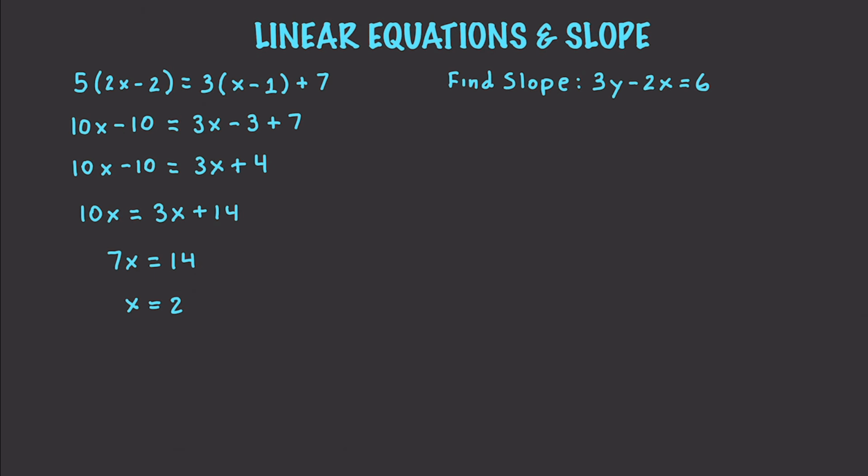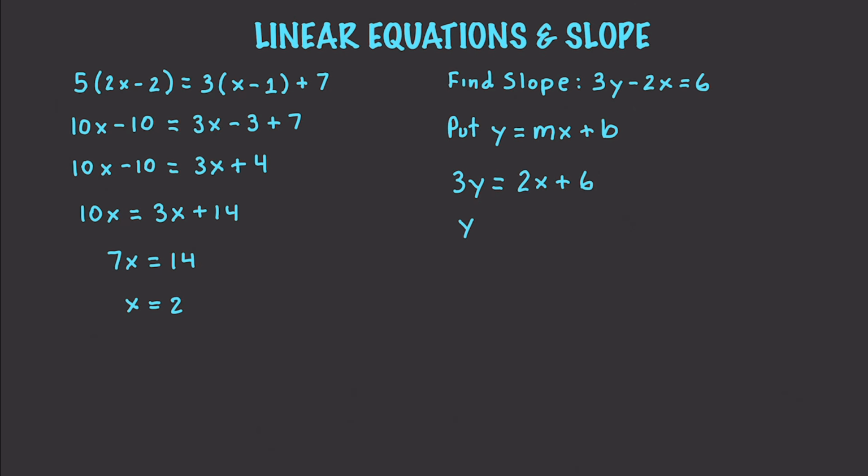So the very first thing you need to do is put your equation in this format: y is equal to mx plus b. So how are we going to do this? Well, we are going to have 3y. We're going to get our y value by itself, and we are going to do that by adding 2x to both sides of the equation, which makes this 2x plus 6. Then I'm going to divide by 3.